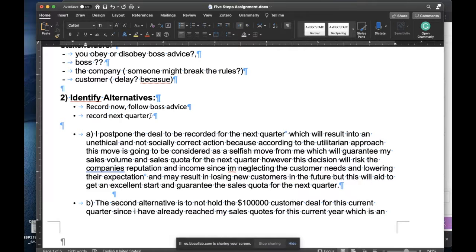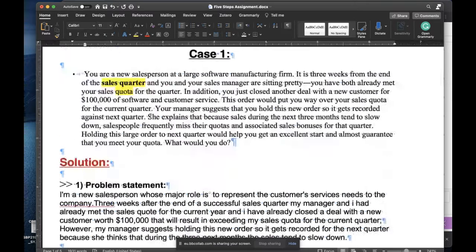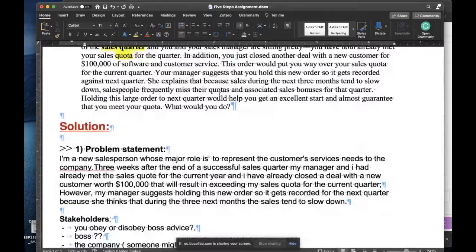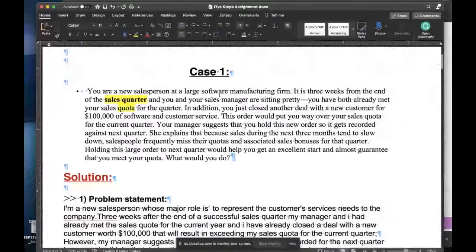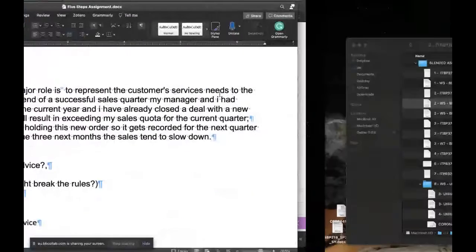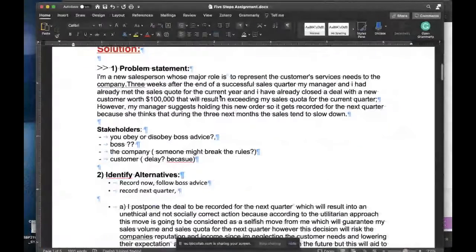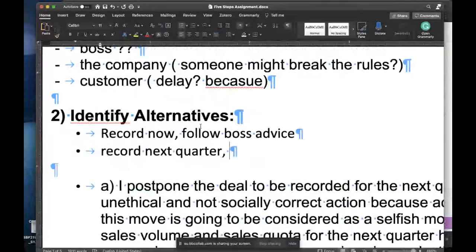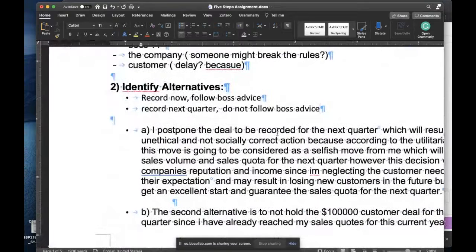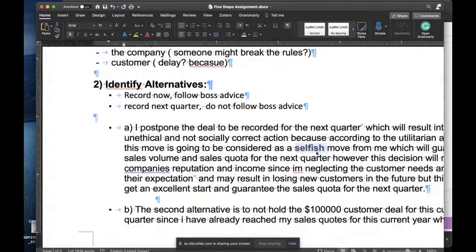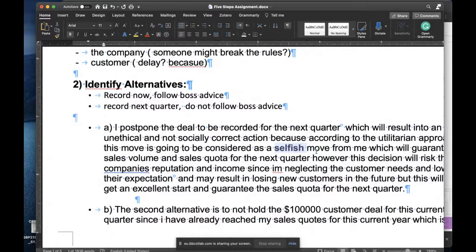Okay, but here, Sumaya, you are making a lot of assumptions. From this text, we don't know. Try not to make assumptions. So no assumptions here. Record now, follow boss advice. Record next quarter, do not follow boss advice. And things like selfish, it's better not to write it because we don't have enough information to judge if it's selfish or not.